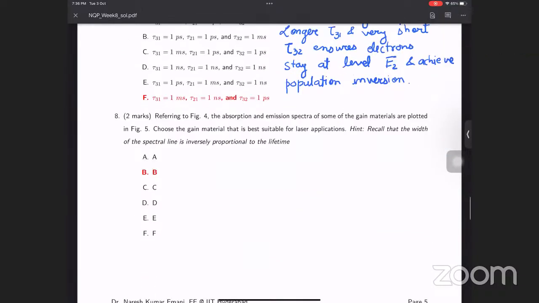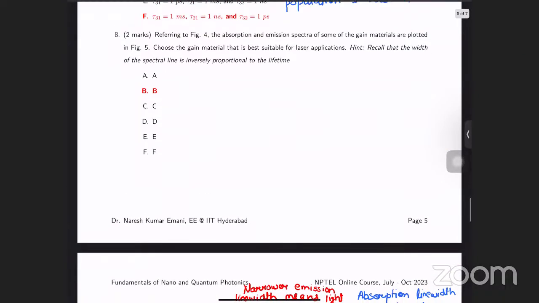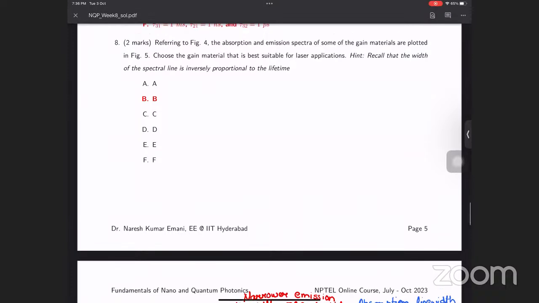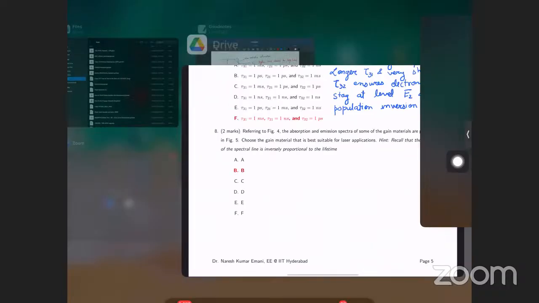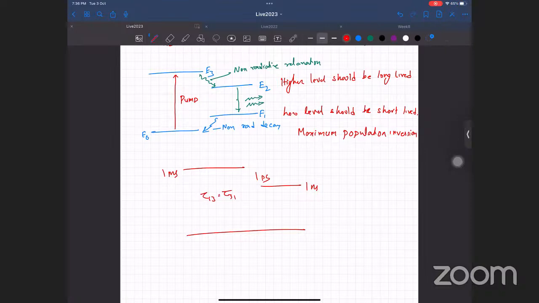I think the confusion is arising because I should have mentioned that absorption and emission lifetimes are different. Generally, absorption is always quick. In this case, we cannot say that. If you don't say anything, we will say that tau 13 equals tau 31. Why should it be different, unless I give you that additional information that it should be different?